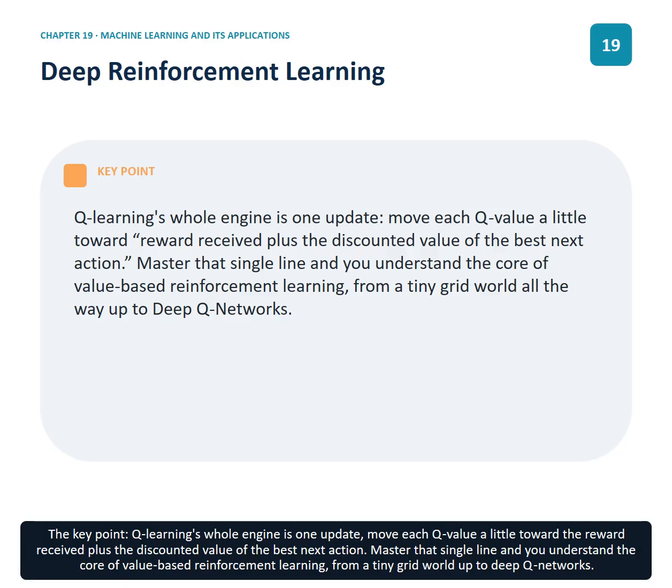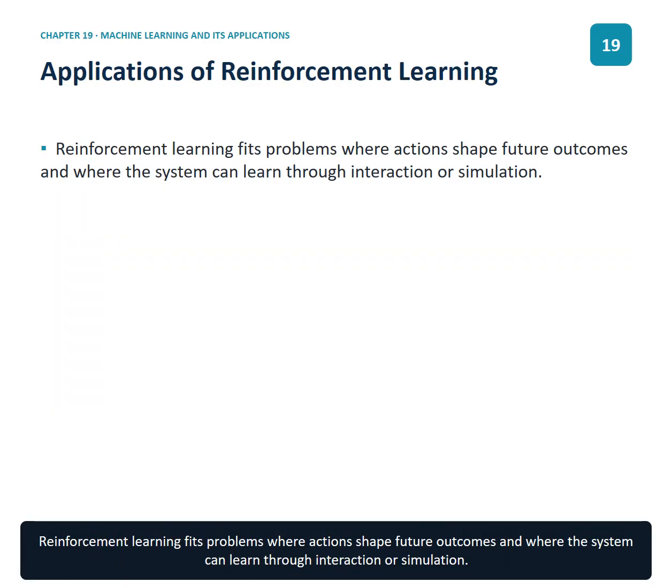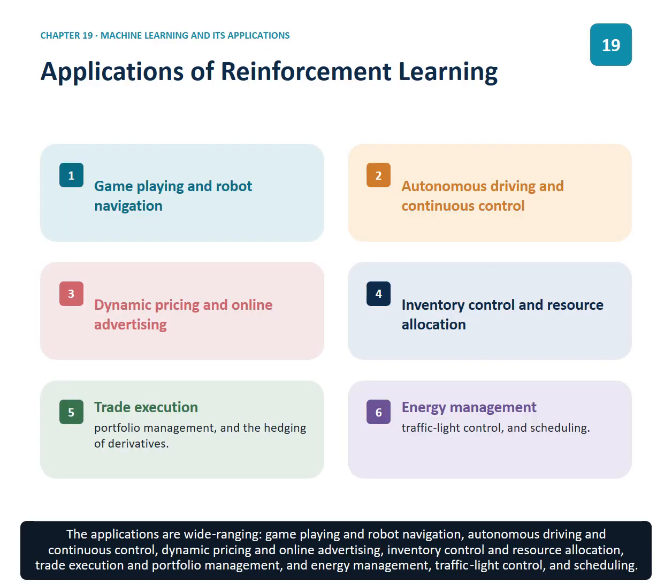Reinforcement learning fits problems where actions shape future outcomes and where the system can learn through interaction or simulation. The applications are wide-ranging: game playing and robot navigation, autonomous driving and continuous control, dynamic pricing and online advertising, inventory control and resource allocation, trade execution and portfolio management, and energy management, traffic light control, and scheduling.